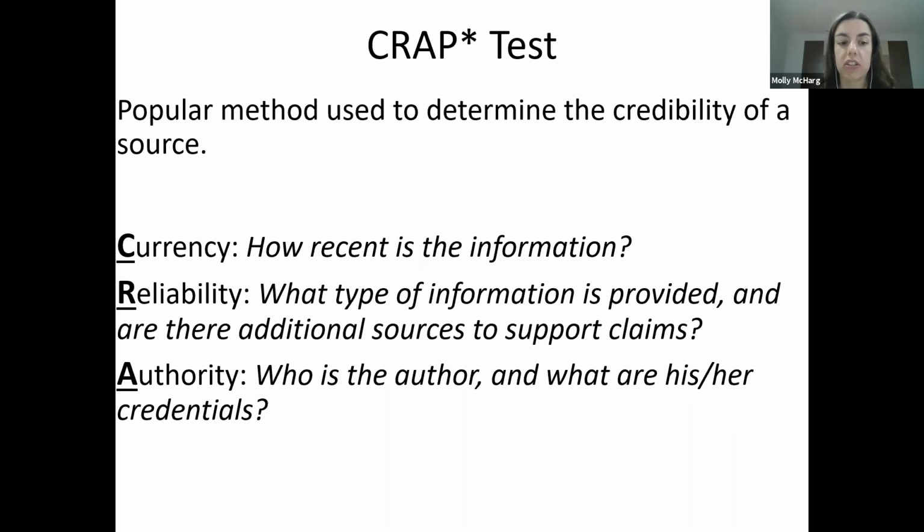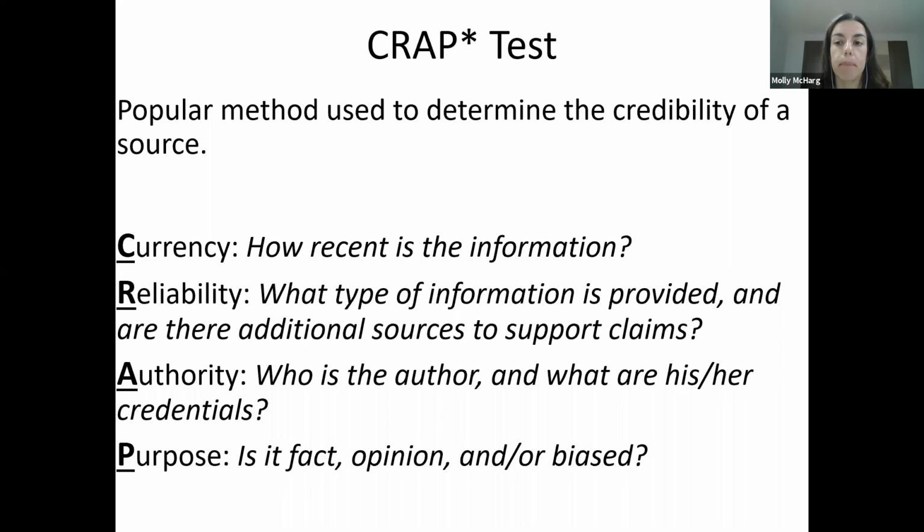The A in the CRAP is authority. So who is the author? Who wrote this piece? And what are his or her credentials? And then the P is the purpose of the writing. So is it fact, opinion? Is it bias? Okay, so think about these elements as you look at your sources. If you're not familiar with this, I highly recommend you Google the CRAP test and find out more, but this is really it in a nutshell. Just ask, does your article or your source fulfill all of these criteria?